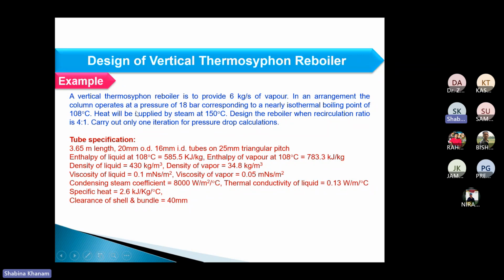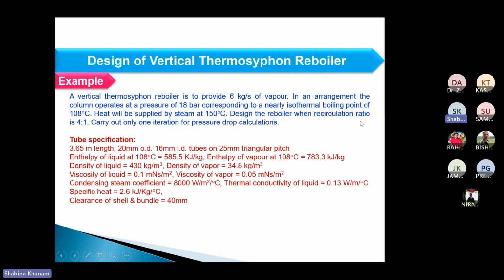That is, the column operates at a pressure of 18 bar, corresponding to a nearly isothermal boiling point. So the point is the feed which is entering the reboiler is at the boiling point. So we do not need to worry about the sensible heat, only latent heat will be transferred. And because the component is one only, we are not given a mixture. It is only vapor, so that would be isothermal condition, and that will be in the tube side.